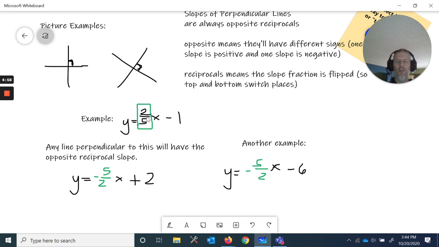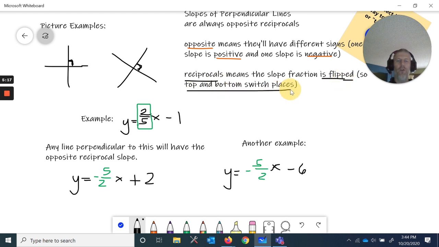We take the original slope and take the opposite reciprocal. So again, remember opposite means we are going to have different signs. We got one positive and one negative. And the reciprocal means the fraction is flipped. So the top and the bottom are going to switch places.